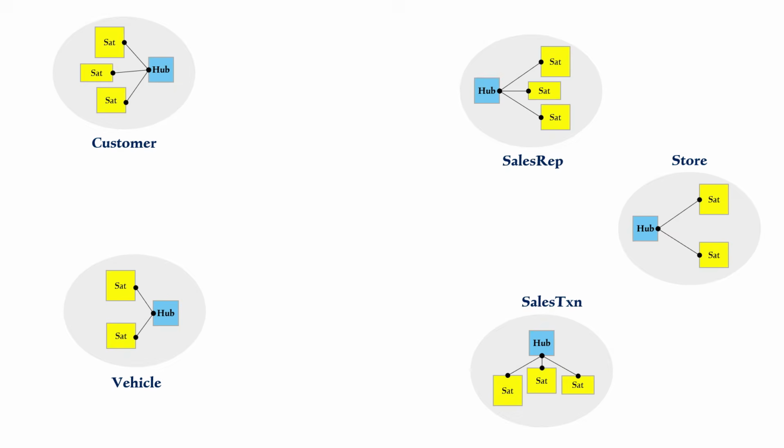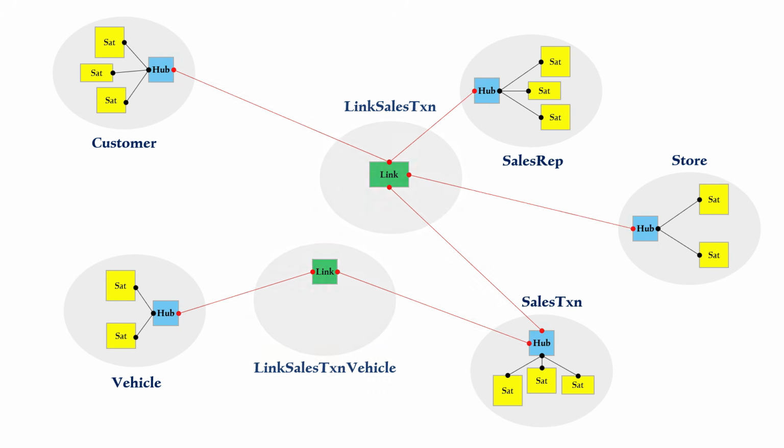flexible. Now that we have structured the entities using hubs and captured their descriptive history using satellites, the next step is to define how these entities are connected. This is where link tables come in. Link tables capture the relationships between business entities, showing how different hubs interact in the real world. For example, in our car dealership scenario, a customer is connected to a sales transaction, a sales representative is involved in the sale, and a store may be associated with that transaction.